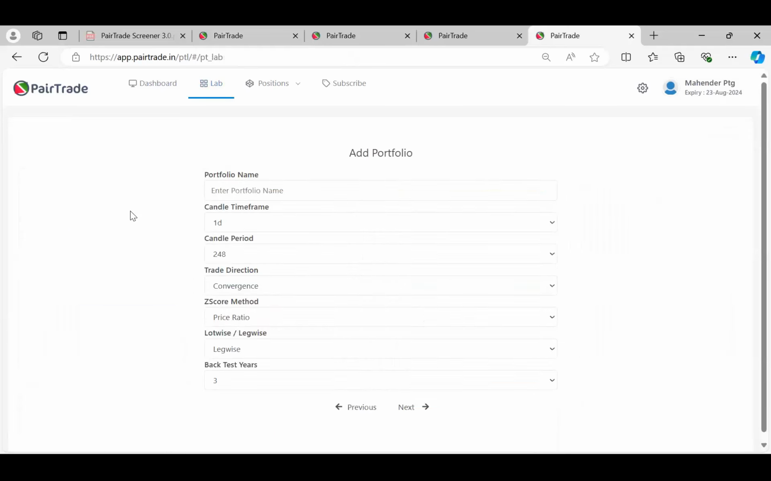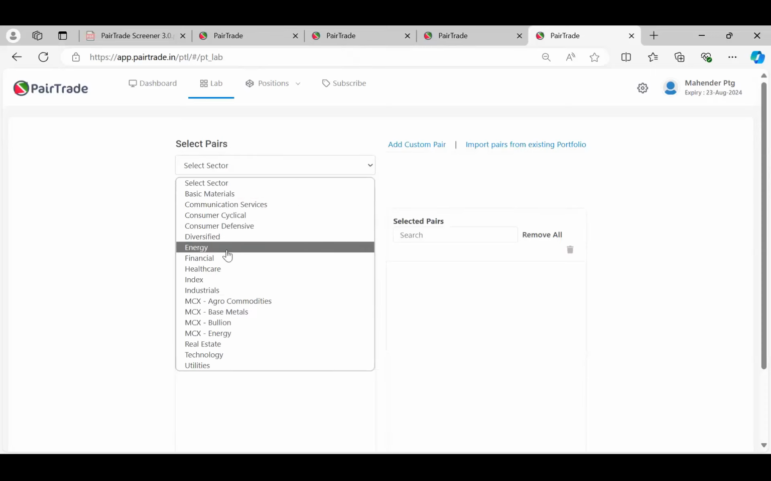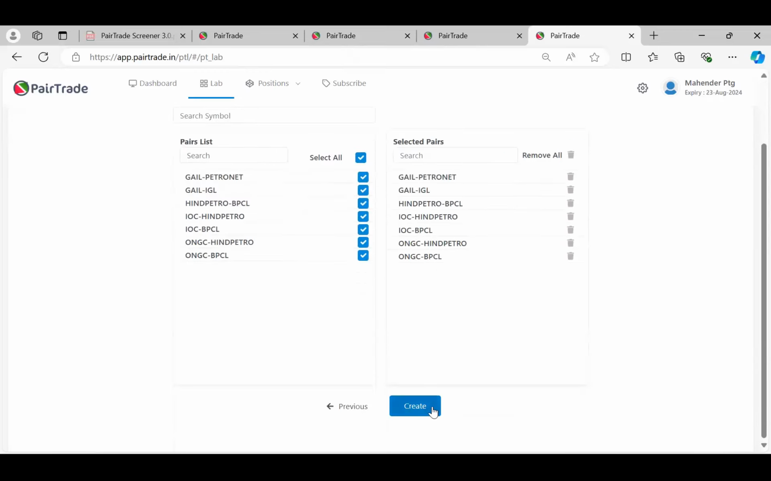You go to portfolio, you give some name. For example, you want oil. You can choose whether you want convergence or divergence, price ratio, fair value, any combination. You can try all actually, and see how it is giving. Now I'll say next, then you can say sector. I'll say energy. These are the combinations. I'll say add, and I'll say create.